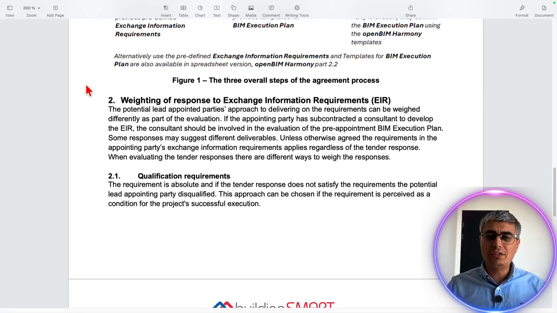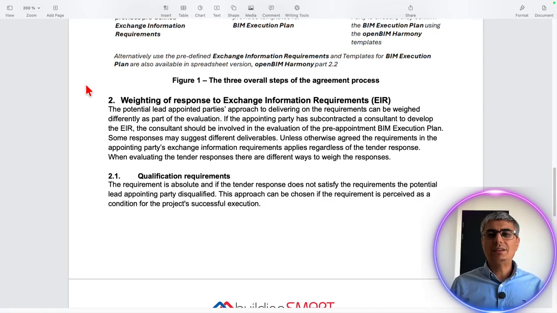Waiting on response to exchange information requirements, the potential lead appointed parties' approach to delivering on the requirements can be weighted differently as part of the evaluation. If the appointing party has subcontracted a consultant to develop the ER, the consultant should be involved in the evaluation of the pre-appointment BIM execution plan. So this is an extremely important point, right?